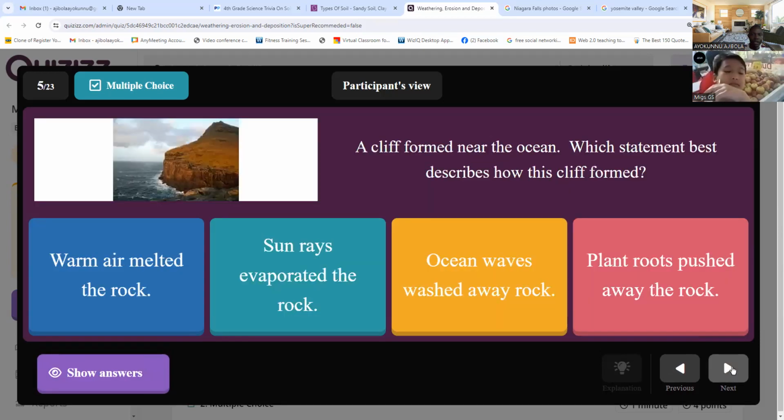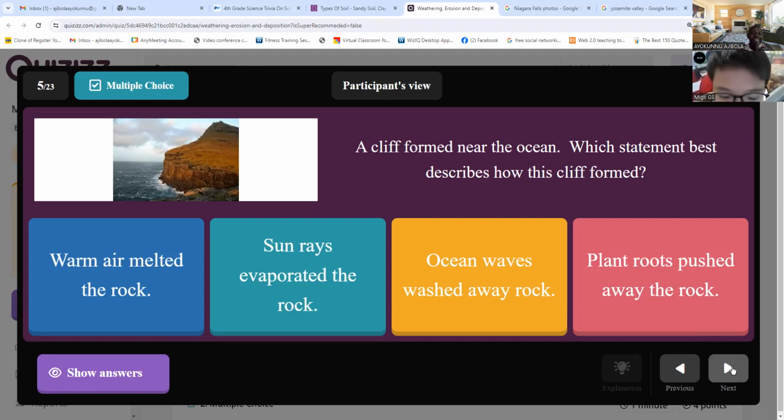The next one says, a cliff formed near the ocean. Which statement best describes how this cliff formed? Read all of them. How do you think the cliff has been formed? The options are: warm air melted the rock, sun rays evaporated the rock, ocean waves washed away rock, plant roots pushed away the rock. So the answer is plant roots push away the rock.